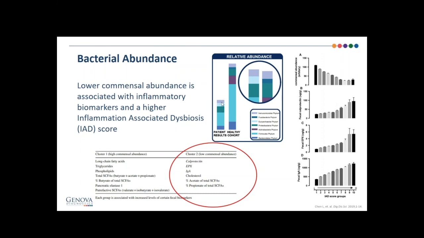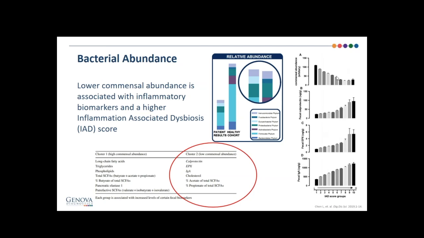and you can see in this example the patient results are quite a bit lower as compared to the healthy cohort. And what we found is that lower commensal abundance is associated with inflammatory biomarkers and a higher inflammation-associated dysbiosis score. In our data analysis, we identified two different clusters, a high commensal balance cluster, which might be associated with bacterial overgrowth. We're not going to talk about that one today. And cluster 2, which is the low commensal balance cluster, that's associated with these inflammatory markers, calprotectin, EPX, and secretory IgA. We just published this study, the references at the bottom of the page.